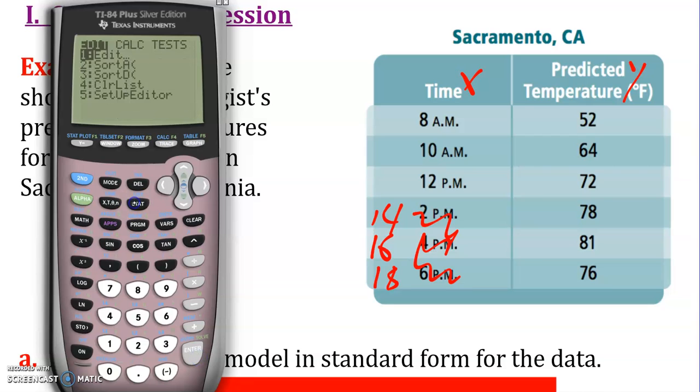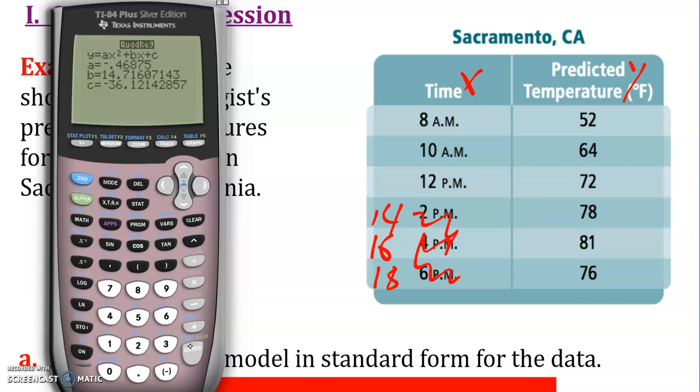All right, so then we go stat, over to calc. Quad reg is going to be option 5. We'll go down to calculate. And now we're going to start getting some nasty numbers. Now what this means is that these points don't necessarily follow an exact quadratic model. So our calculator is giving us the best approximation it can.